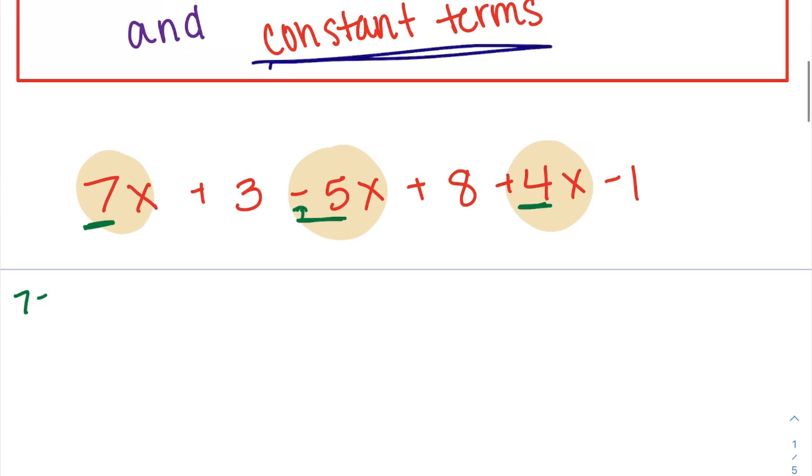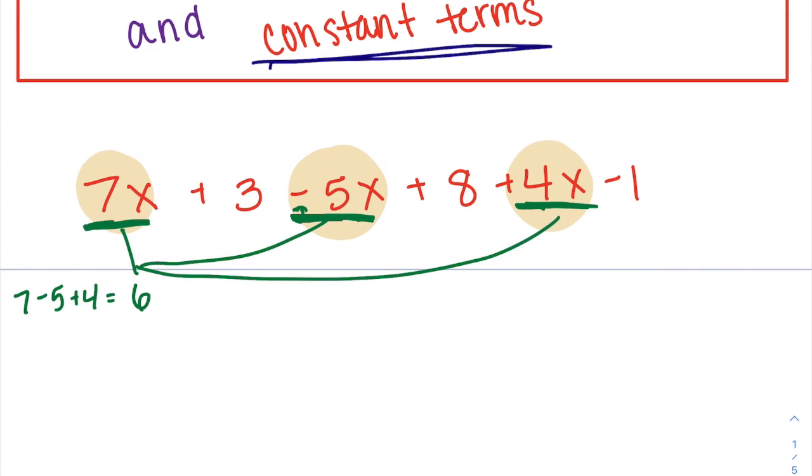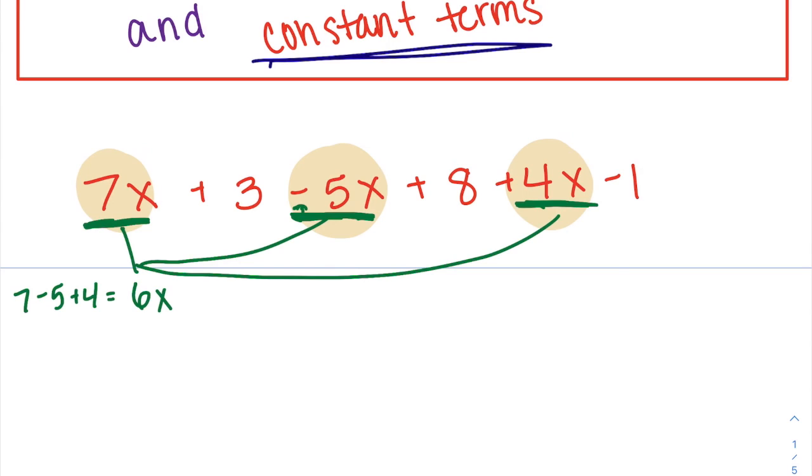What is 7 minus 5 plus 4? 7 minus 5 is 2, plus 4 is 6. I am taking 7 x's, I'm subtracting 5 of those x's, and I'm adding back 4 more. I'm combining these terms. I'm counting up how many x's I'm going to have at the end of all of this. So 7 minus 5 plus 4, I'm going to be left with 6 x's. So if I were to mash all 3 of those terms together, there would only be 6 x's. So instead of writing it out all long, I'm just going to write 6x.